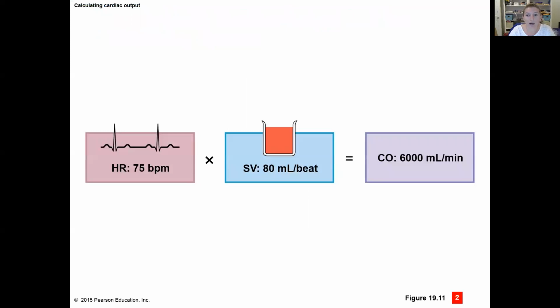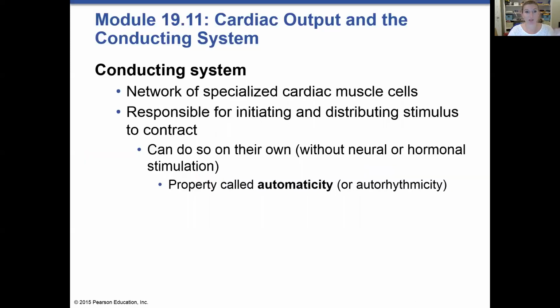So just to put some numbers here, if your heart rate is 75 beats per minute, about the average, and your stroke volume is about 80 milliliters per beat, again about average, then your cardiac output is 6,000 milliliters per minute. Kind of cool.